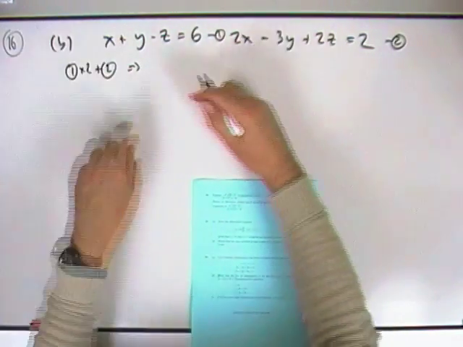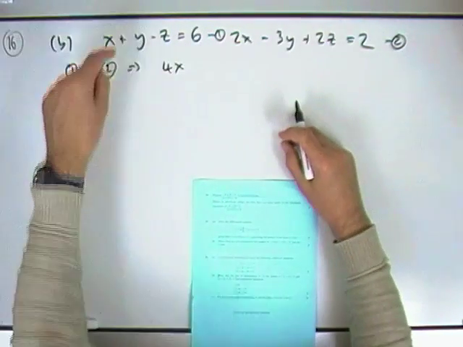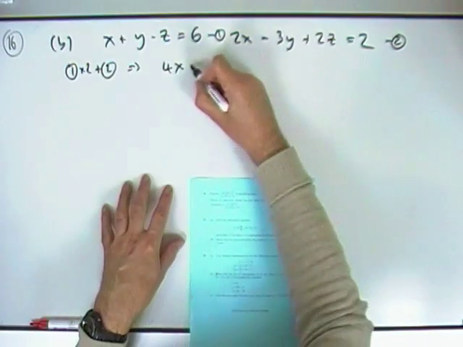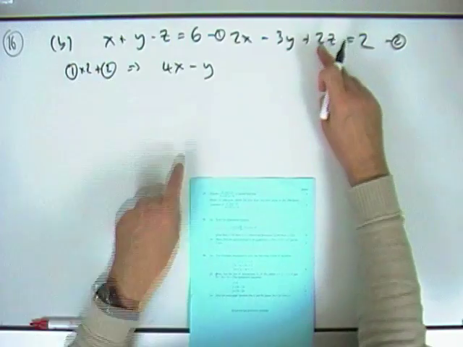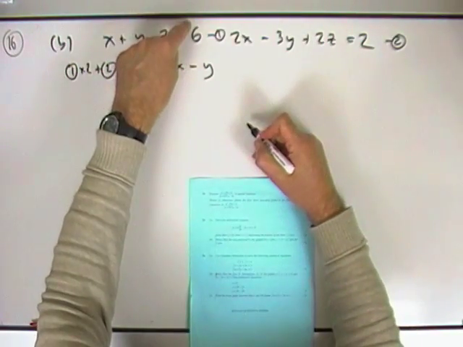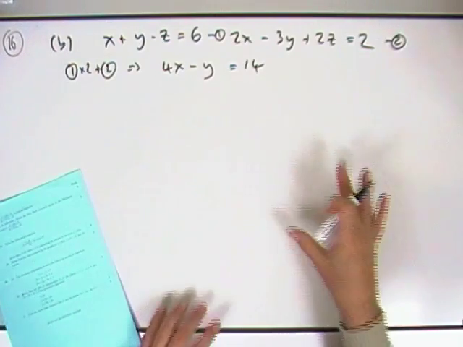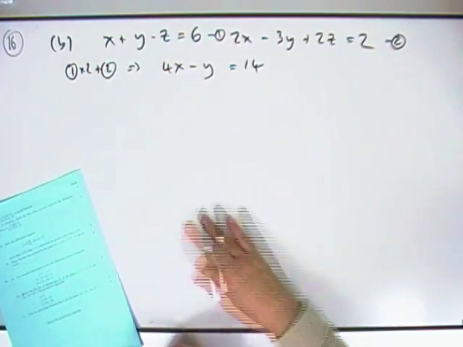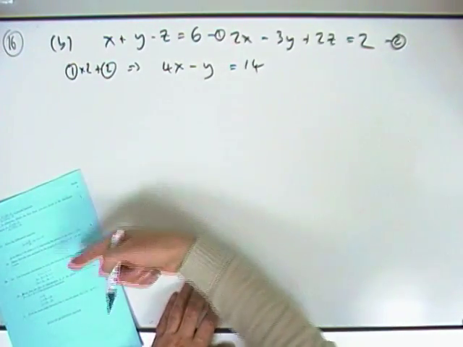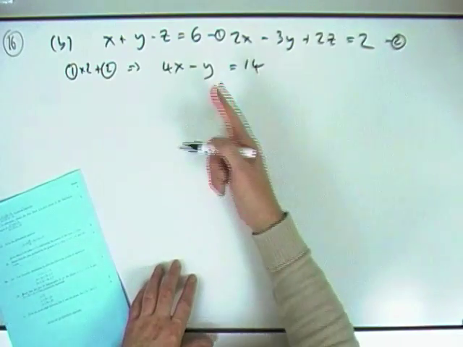I've got 2x and 2x is 4x. I've got 2y minus 3y is minus y. But minus 2z plus 2z disappears. I've got 12 plus 2 is 14. Now, that's as far as it can be eliminated. So you choose one of them to run free. It says let the x be the free variable.